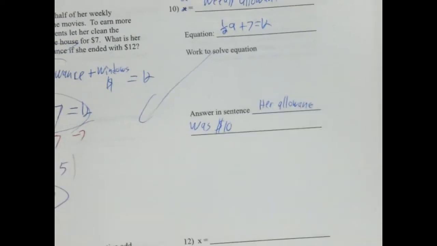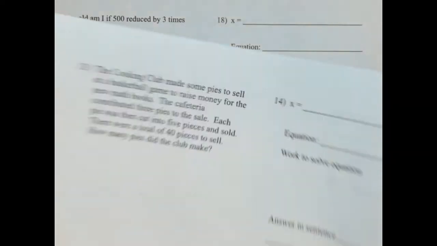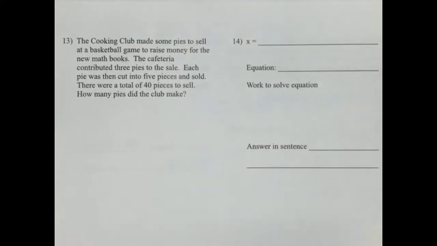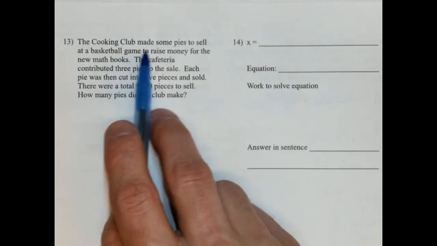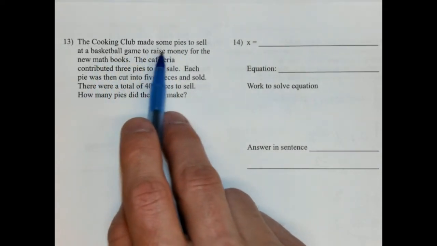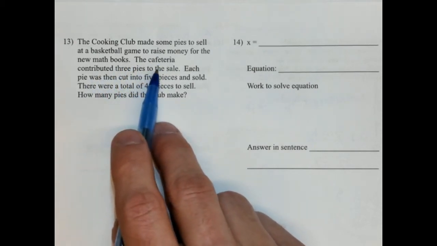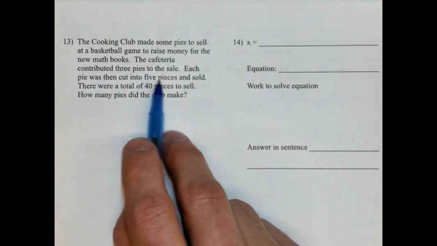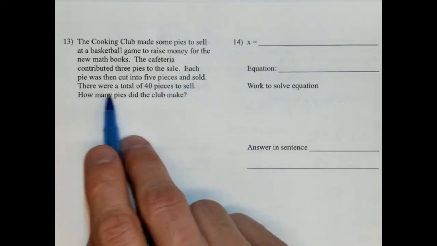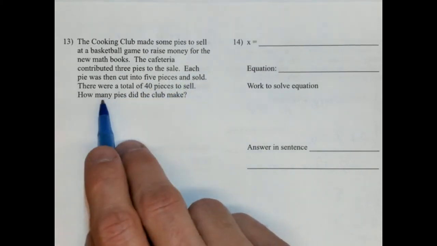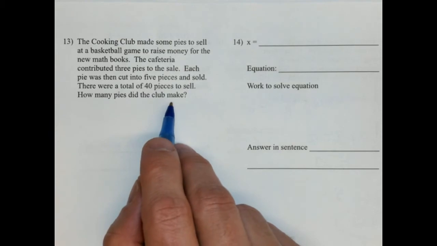Okay. Let's try this one. The cooking club made some pies to sell at a basketball game to raise money for the new math books. The cafeteria contributed 3 pies to the sale. Each pie was then cut into 5 pieces and sold. There were a total of 40 pieces to sell. How many pies did the club make?